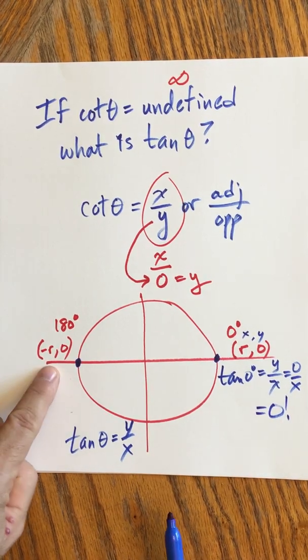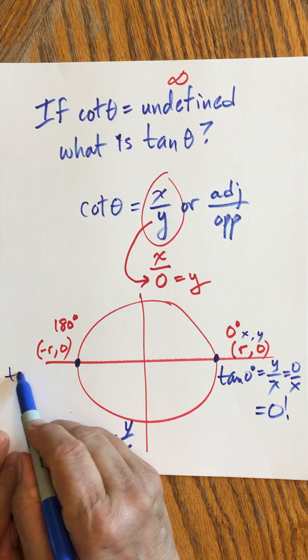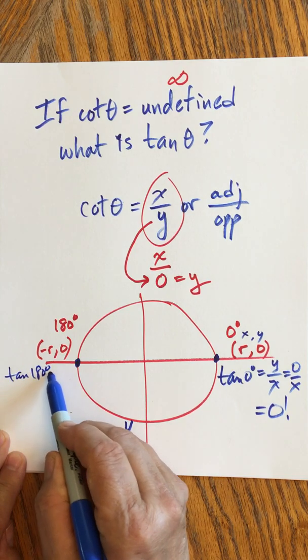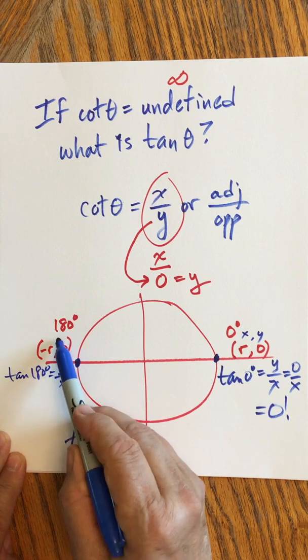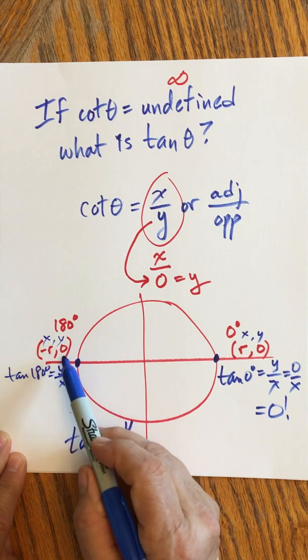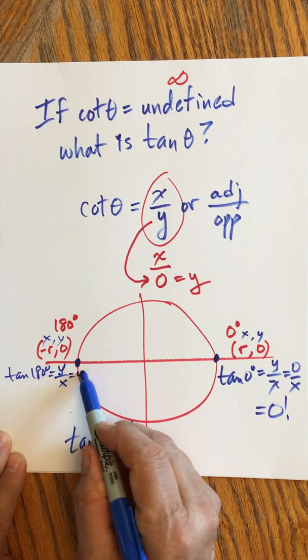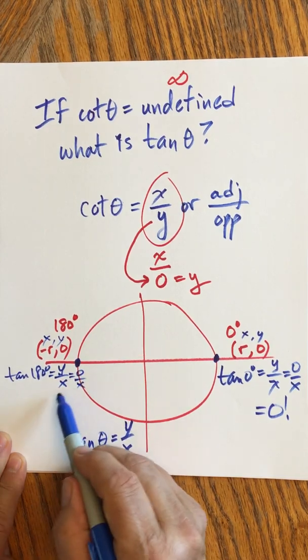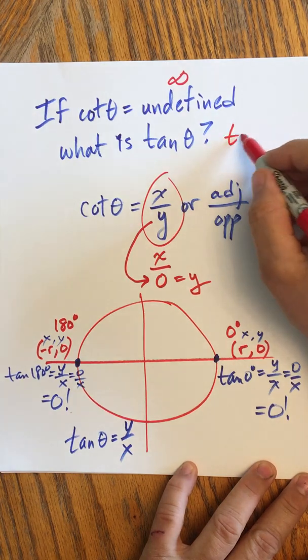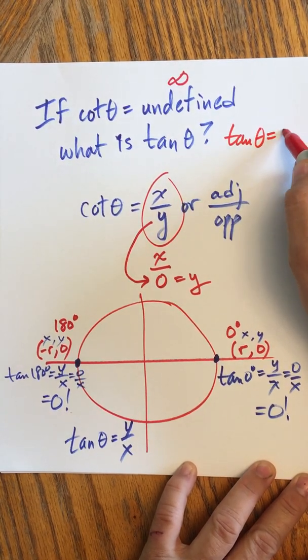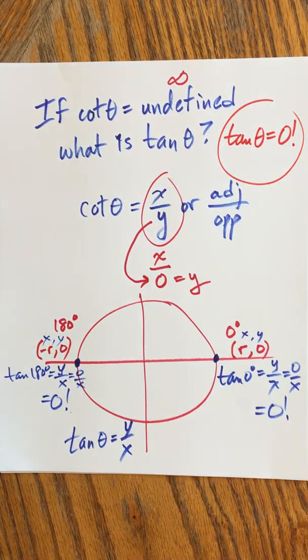0. If you do that same thing here, if you say what's the tangent of 180 degrees, well, the definition is still y over x, but the y coordinate is 0, so you're still going to have 0 over x, right? Which is going to end up being 0. So when they say, if the cotangent of an angle is undefined, what is the tangent? Well, then the tangent of the angle is 0. All right. Thanks so much for listening.